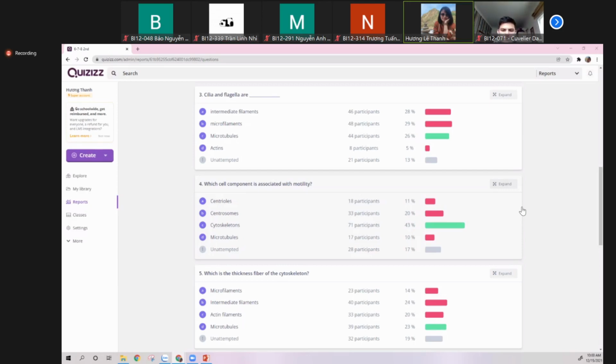We have the biggest one, microtubules. Pay attention, we have intermediate filaments. It means they are in between. So they have a size in between actin filaments and microtubules. The biggest one is microtubules, the second one is intermediate filaments, and the last one, the thinnest, is actin filaments. Okay.